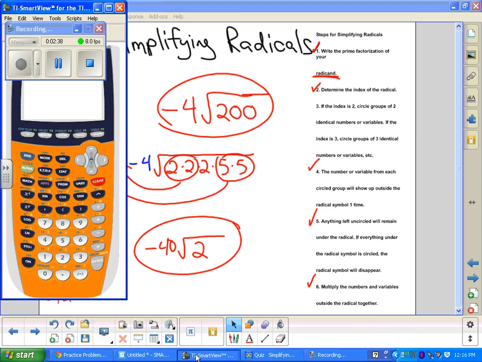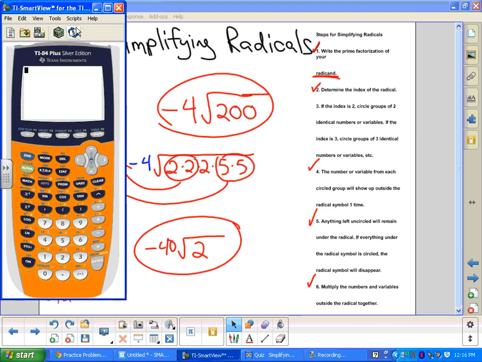So we'll check that with the calculator. -4 radical 200 is -56.56, and -40 radical 2 is also -56.56. So that is our answer to that problem.